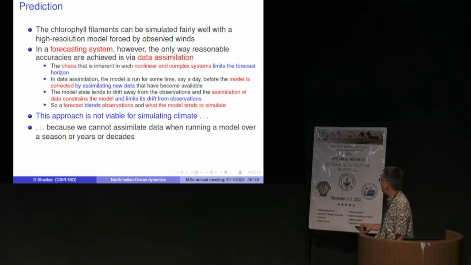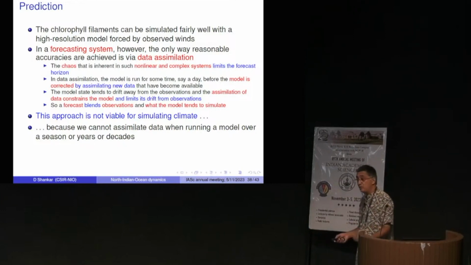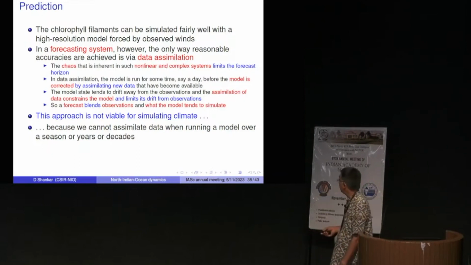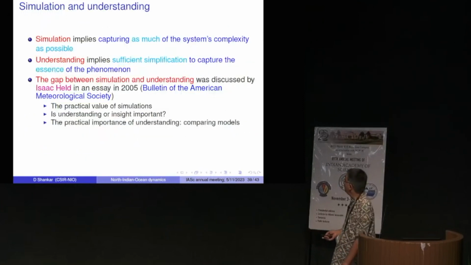So you cannot assimilate data when running a model over a season, which is what IMD wants to do, make a seasonal forecast, and it's difficult because it's purely model dependent, or years or decades. Yet forecasts are made, and there are serious practical consequences of any decision made on the basis of these models.